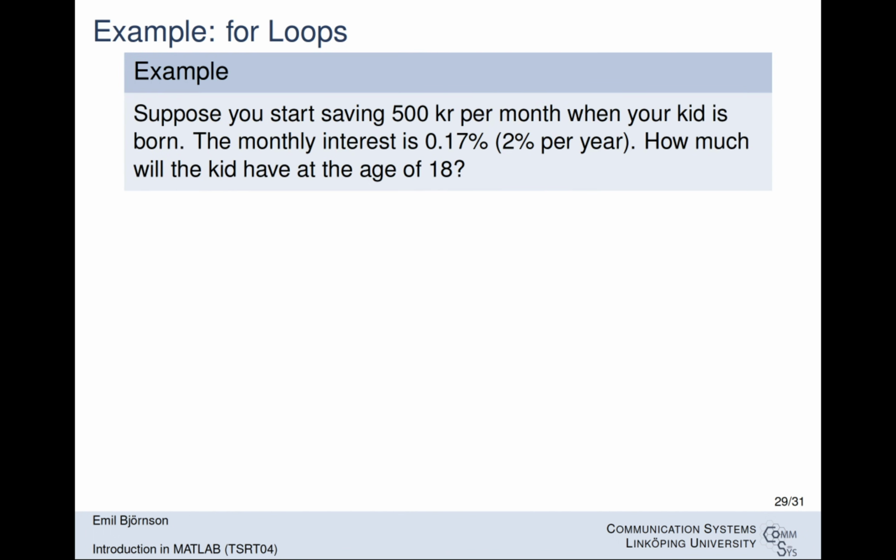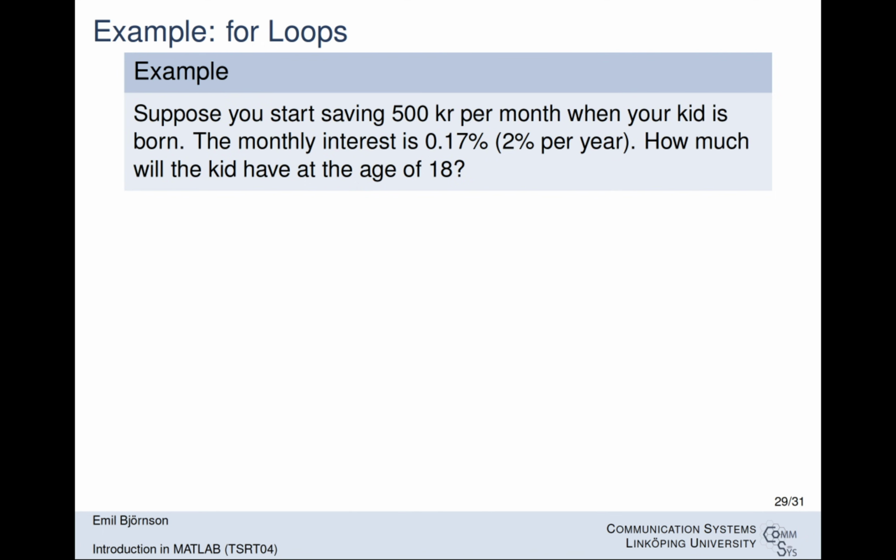The example is like this. Suppose you start saving 500 crowns per month when your kid is born. The monthly interest is 0.17%, which is 2% per year. How much will the kid have at the age of 18?